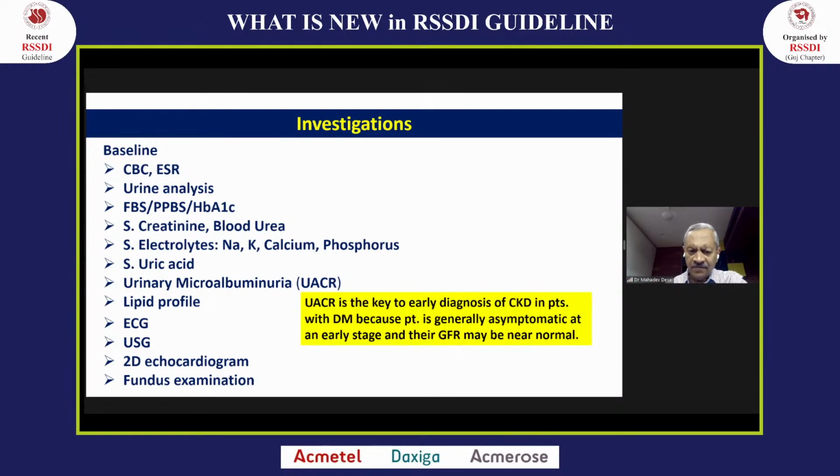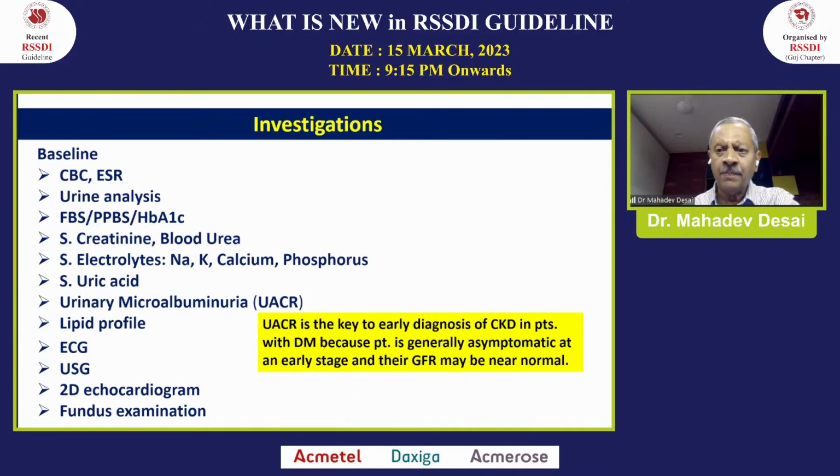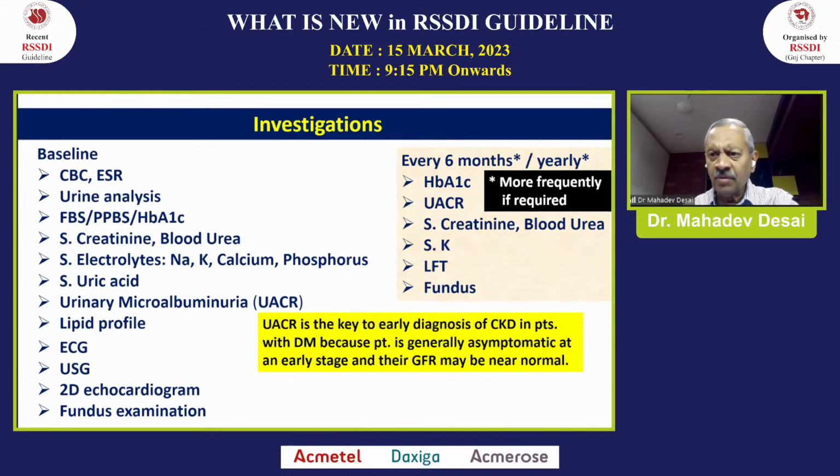Most important among them is the urinary albumin creatinine ratio, because we know that this is a very, very important marker of the early diagnosis of CKD in patients with diabetes. And many of these patients, when they have microalbuminuria, are still asymptomatic, and even the GFR may be normal or near normal. So urinary albumin creatinine ratio must be done in all patients, and many of these investigations can be repeated either 6 monthly or yearly depending on the individual case, but at least HbA1c, urinary albumin creatinine ratio, renal functions, potassium, liver functions, and fundus exams are very important.